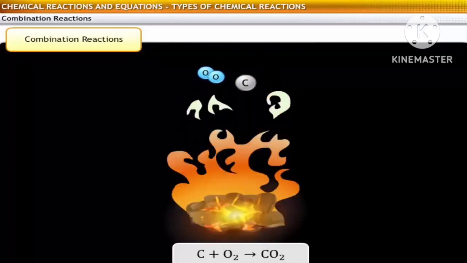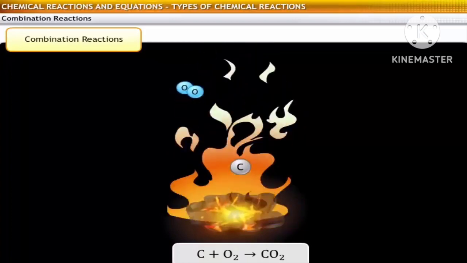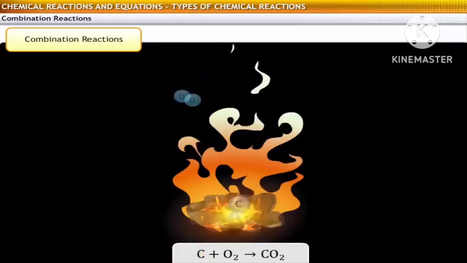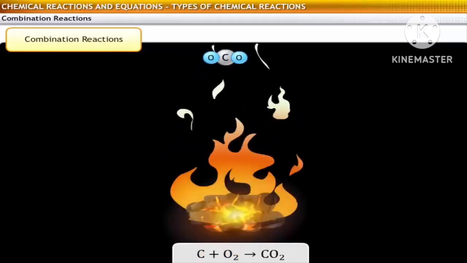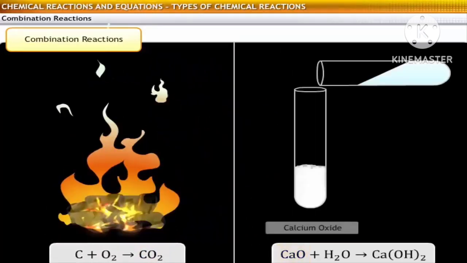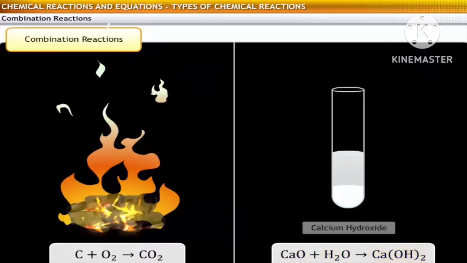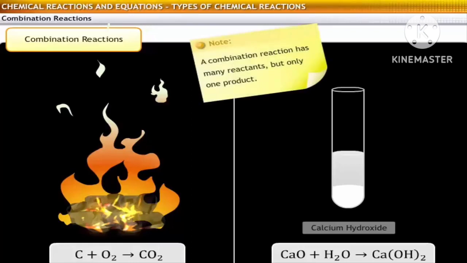For example, coal burns in oxygen to form carbon dioxide. In this reaction, the two elements, namely carbon and oxygen, combine to form a single product, carbon dioxide. Let's take another example of calcium oxide reacting with water to form slaked lime or calcium hydroxide. In this reaction, the two compounds, namely calcium oxide and water, combine to form a single product called slaked lime. You must remember that a combination reaction has many reactants but only one product.